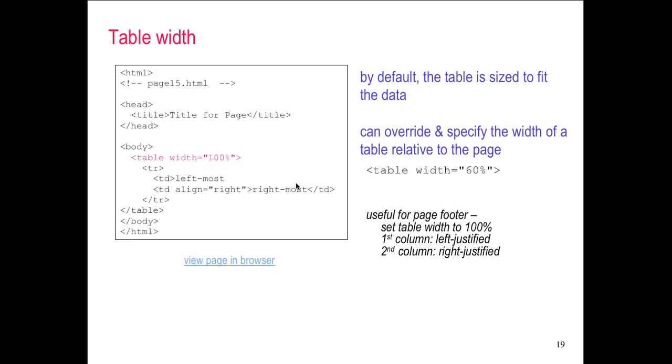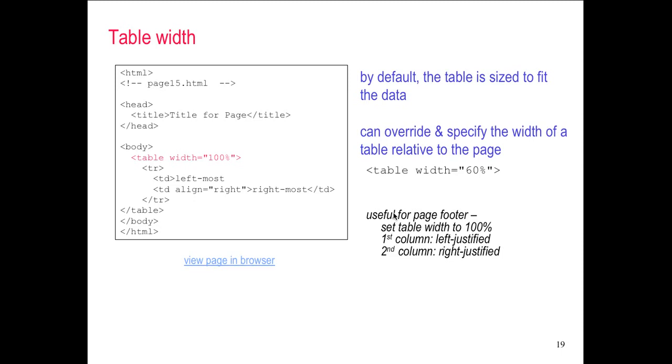So here's our table width, and we have the width equal to 100%, which means it's going to take up the whole page. By default, the table is sized to fit the data. So you can override that and specify the width of the table relative to the page. And here we have 60%. That's hard to do without testing, because you look at that and go, do I want it 40%, 60%? You're putting it in relationship, and you're using a percentage because it's in relationship to the other elements on the page. Sometimes it's easier to do it that way versus inches or pixels.